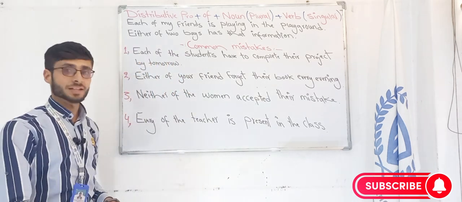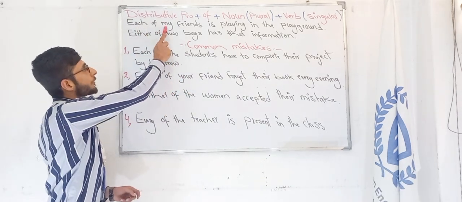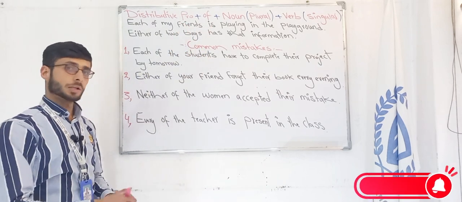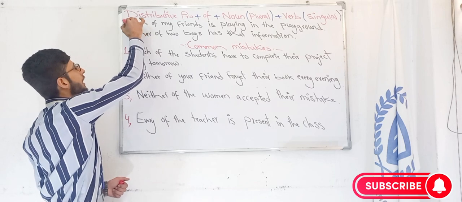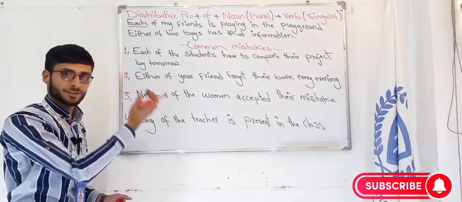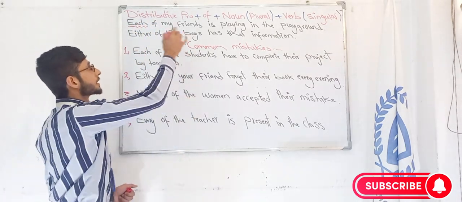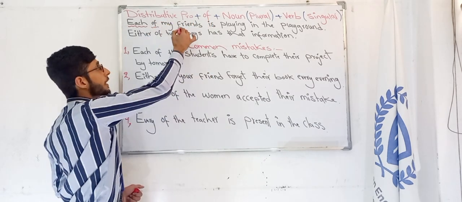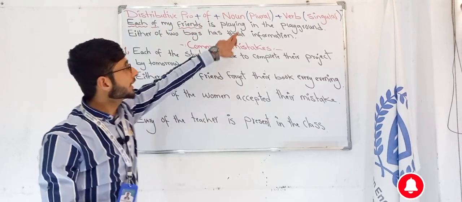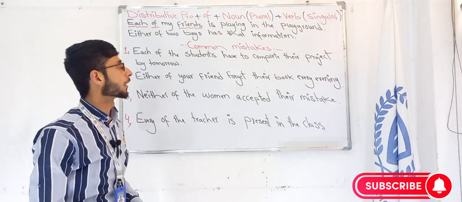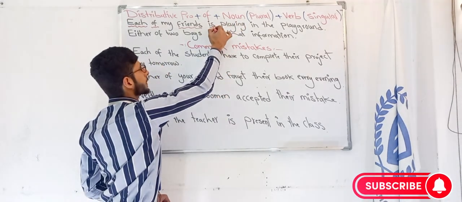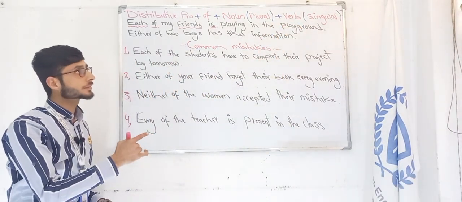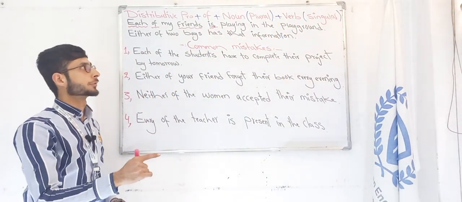Like these two sentences. Each of my friends is playing in the playground. Which one is the distributive pronoun? Each. Each is one of the distributive pronouns in English. After that we have of. Friends is a noun in plural form. The next one, playing, is a verb that is singular. Like this sentence, we should be careful about it.